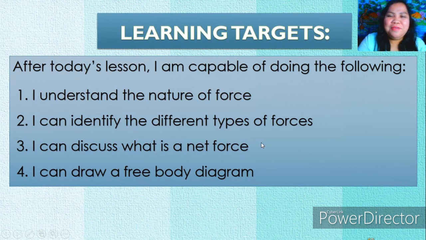So I hope you have learned so much today. Today we have learned and understand the nature of force. We cannot see forces, right? But we can see the effects of forces. And we also know the different types of forces. We have two, the contact and non-contact forces. And we now know what is a net force. A net force is the sum of all forces acting on an object, right? And lastly, now we know how to draw a free body diagram.